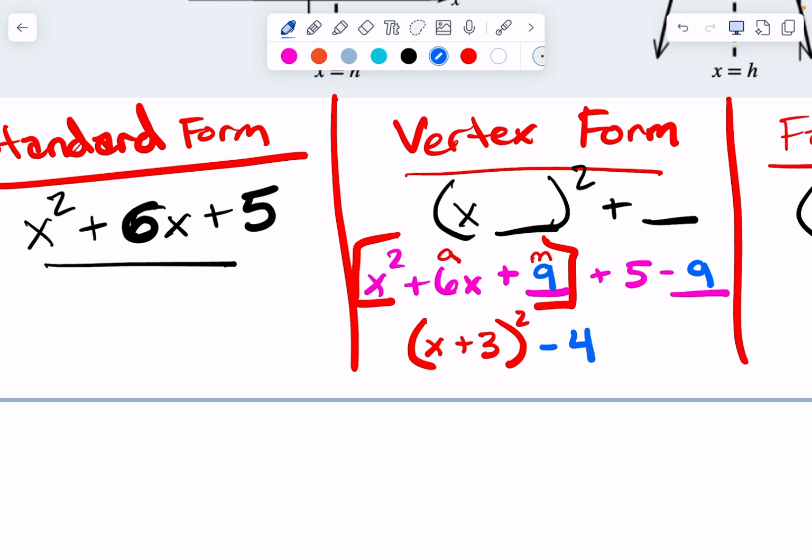Now, the really handy part is, now that I have it in this form, I can easily find the vertex. And the vertex is -3, -4. That's my vertex. It's very easy for us to find the vertex when it's in vertex form. Now, when you're finding the vertex, what's true? The opposite sign of the one that's in parentheses, right? So +3 becomes -3, and then this guy stays, right? Because it's the opposite sign of just the one in parentheses. So the vertex is at -3, -4.